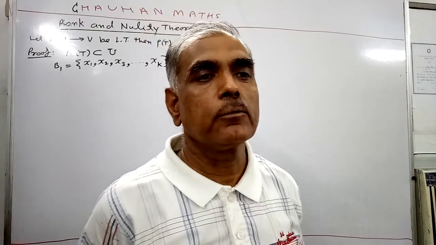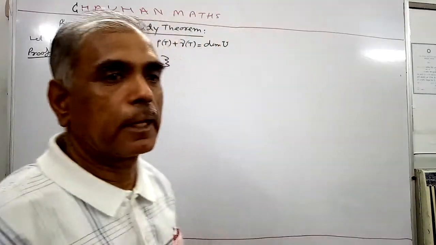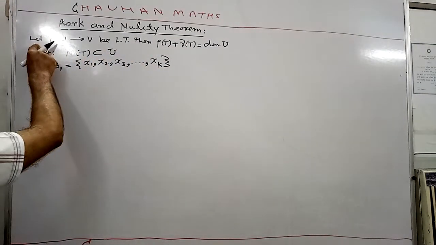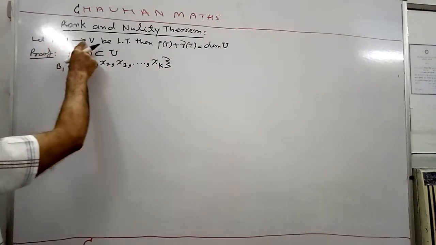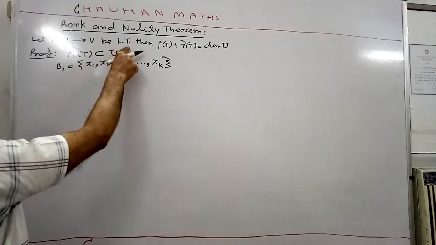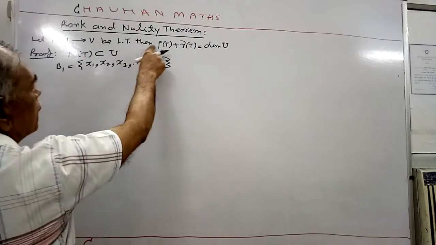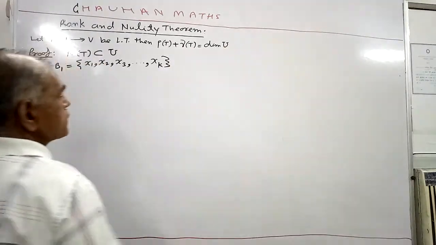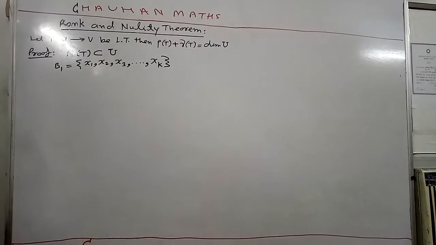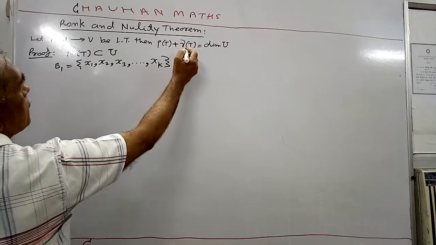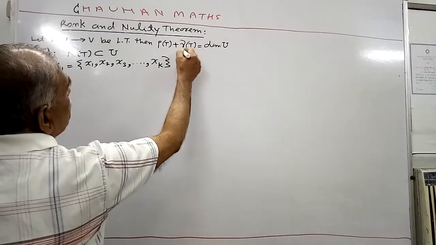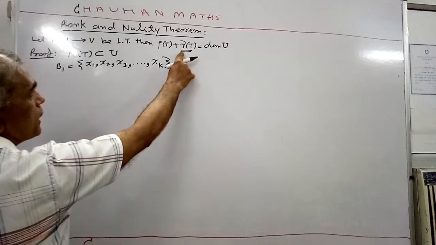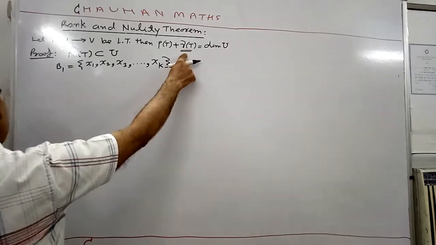In this video, we do the rank and nullity theorem. The theorem is: T, U to V, a linear transformation, then rank T plus nullity T equals dimension of U. We begin with the theorem from nullity T, meaning we take a basis of the null space of T.